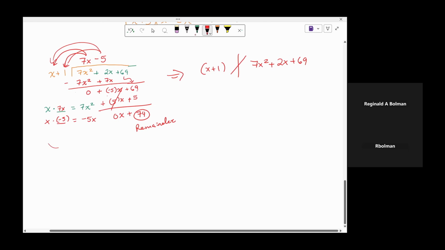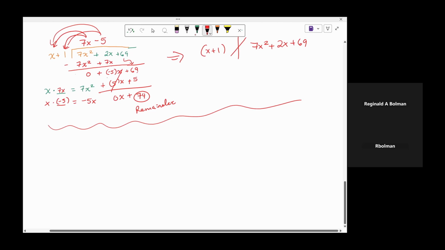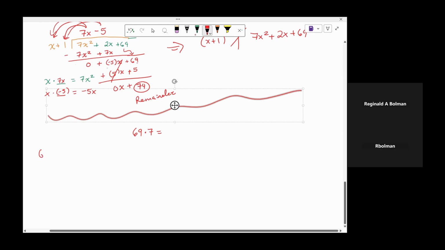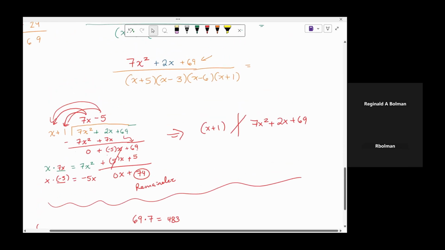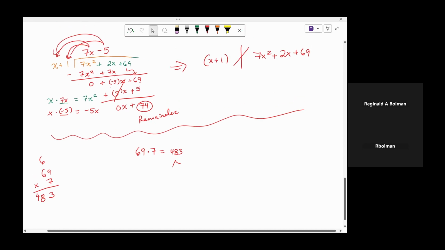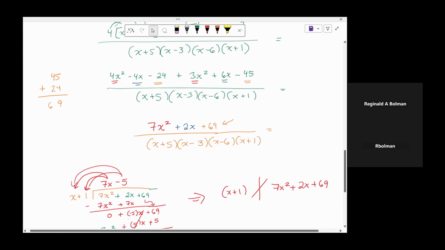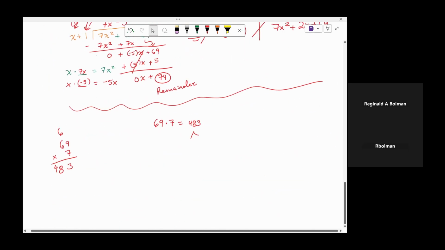An alternative approach would be to focus in on your numerator and take 69 and multiply it with 7. 7 times 9 is 63, carry your 6. 7 times 6 is 42, plus 6 gives you 48. So I should have 483. Now the challenge is, what are the factors of 483 that will add to be, in this instance, 2?